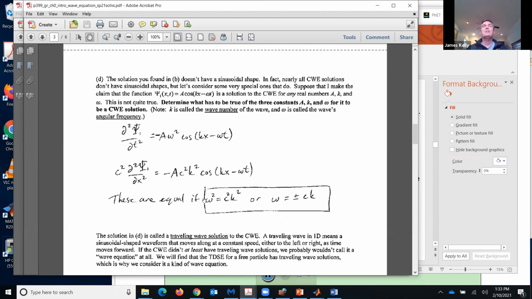Because we've got all those squares, it's tempting to take the square root, and then we have to think about our plus or minus rule. If y squared equals x squared, then y equals plus or minus x. Same thing here: if omega squared equals c squared k squared, then omega equals plus or minus ck. So this is a traveling wave solution. I'm hoping you've seen these kinds of solutions before in physics 240. This represents a cosine that's actually traveling. If omega is positive and k is positive, it would be a wave traveling in the positive x direction.